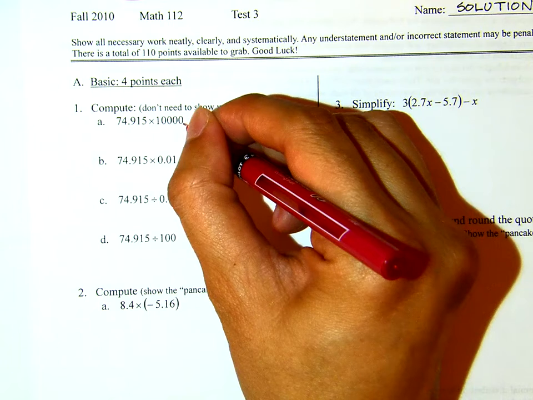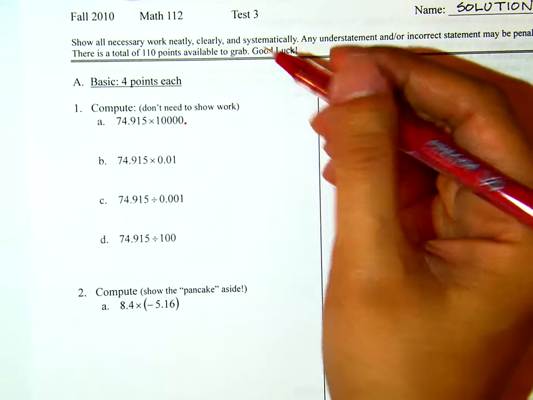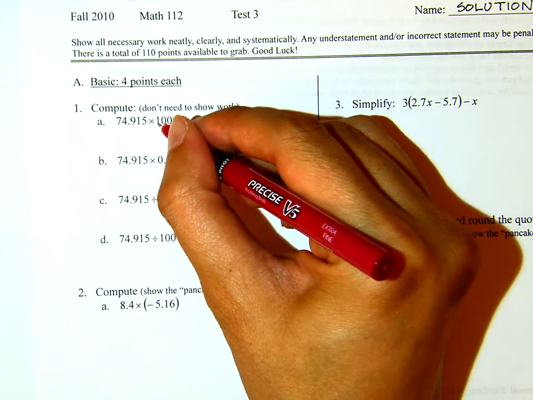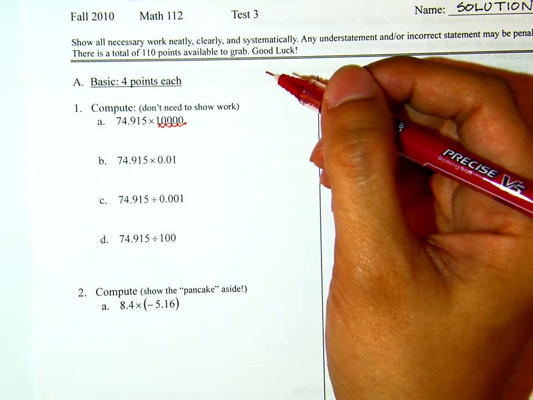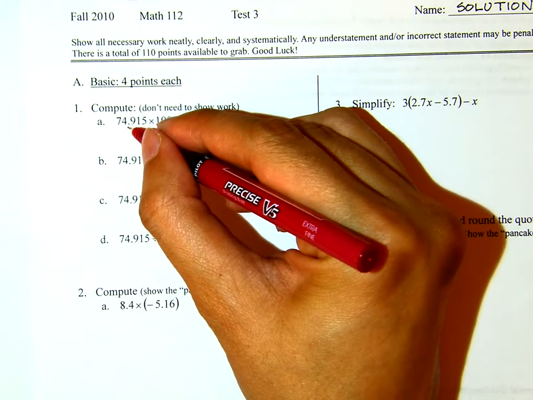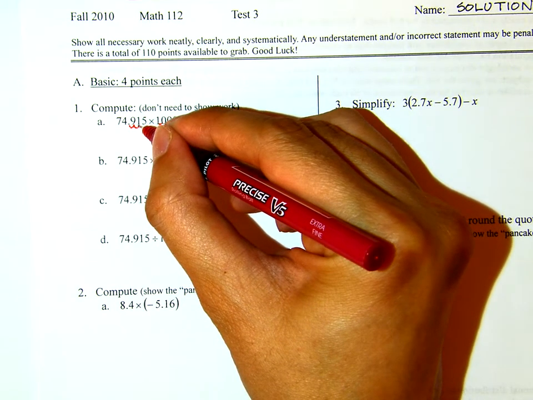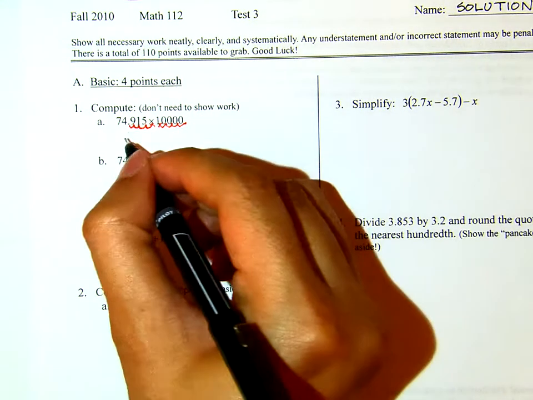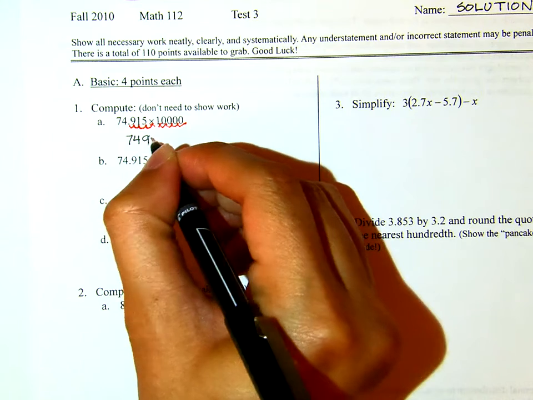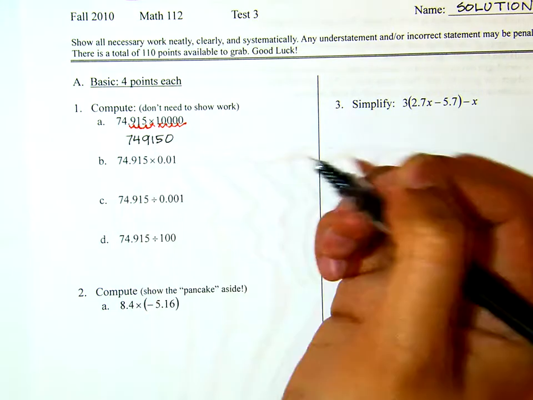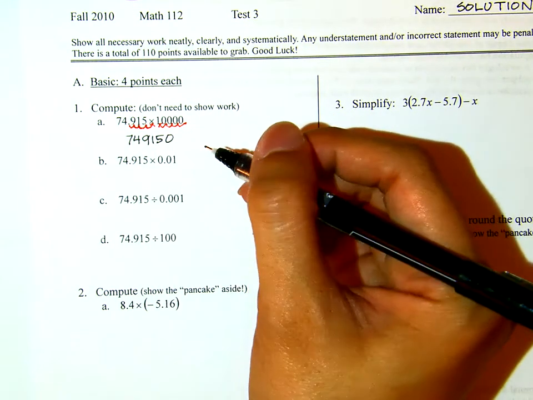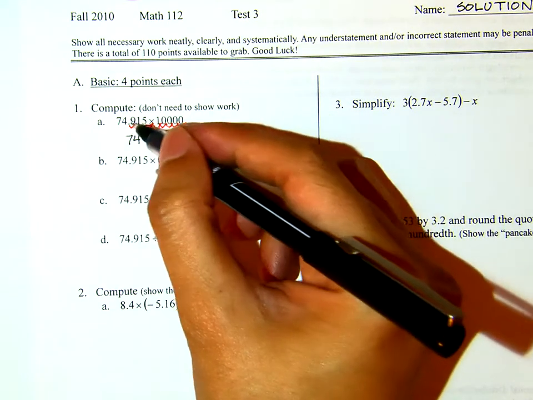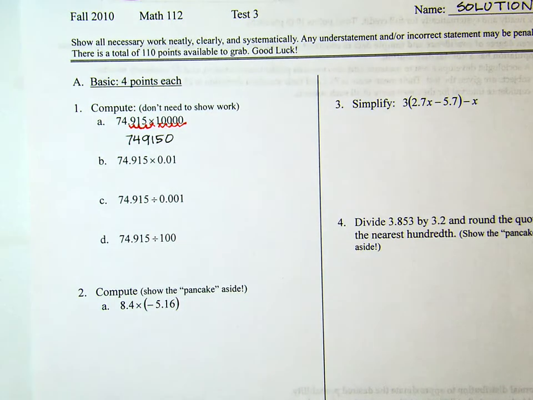Now let's see. So here, the decimal point of 10,000 is there. To make it 1, I will move it 4 times to the left, and therefore the other number will move the decimal point the opposite direction, 4 times to the right. Okay, then that will be 749,150. If you move the decimal point 4 times to the left when you multiply, then the other number moves 4 times to the right.